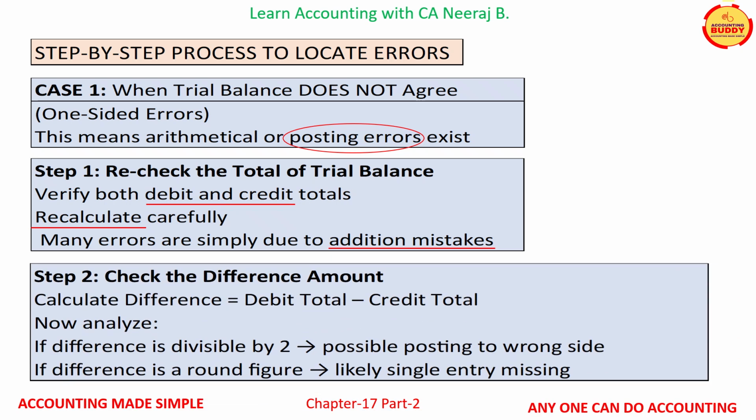Step 2 is to check the difference in amounts between the debit and the credit side of the trial balance. The difference is calculated by subtracting the credit side total from the debit side total of the trial balance. Now, if the difference is divisible by 2, the error is possibly due to posting to the wrong side. And if the difference is a round figure, there is a possibility of a single entry missing.